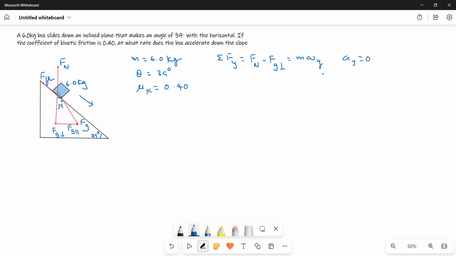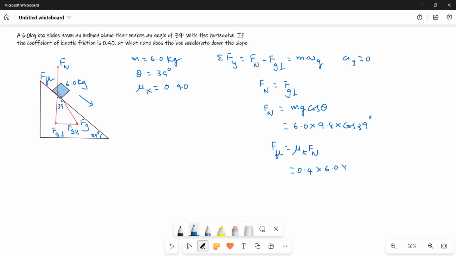But a is equal to ay, right? Ay is equal to 0 because there is no motion along the y direction. Therefore, Fn is equal to Fg perpendicular. So Fn is equal to Fg perpendicular, which is mg cos theta. Here m is 6 kilograms, so 6 into 9.8 into cos 39 degrees. Now F friction is equal to mu k Fn, that is equal to 0.4 into 6 into 9.8 into cos 39 degrees.